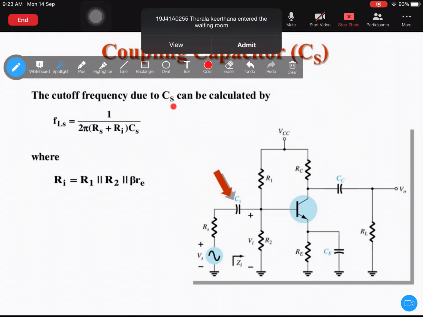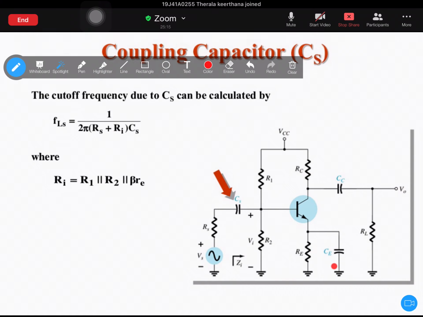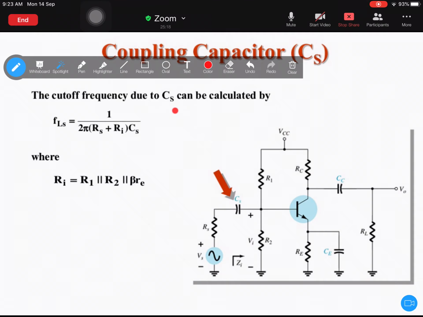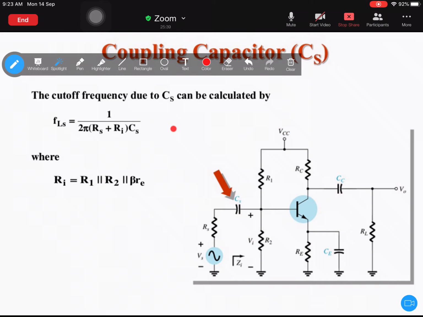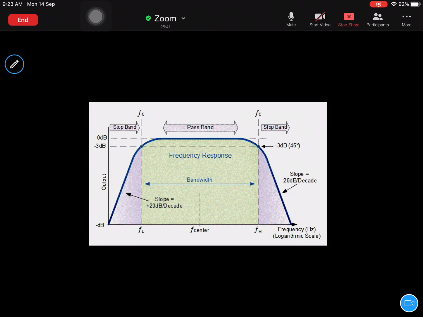Here you are not considering the effect of CE, but in the next case you will be considering the effect of CE also. Here you are only considering the effect of CS, which is nothing but the coupling capacitor at the input end, or source coupling capacitor. 1 by 2 pi into (Rs plus Ri) into Cs. This is the value. In this way you have to calculate the value of the lower cutoff frequency in this particular graph, this one.